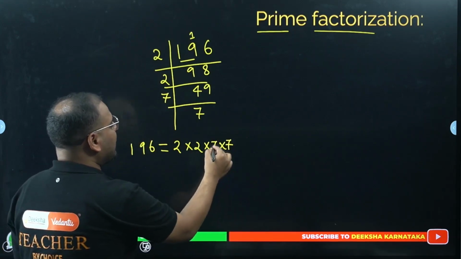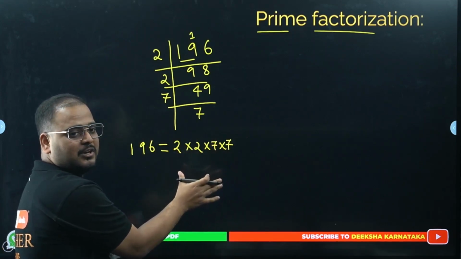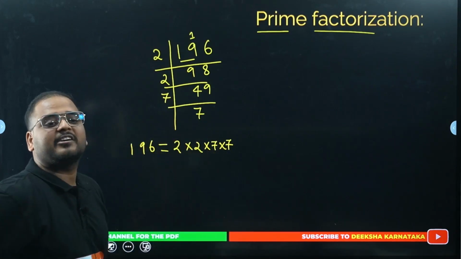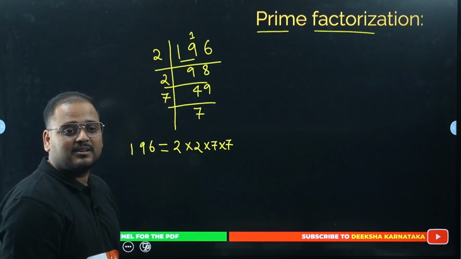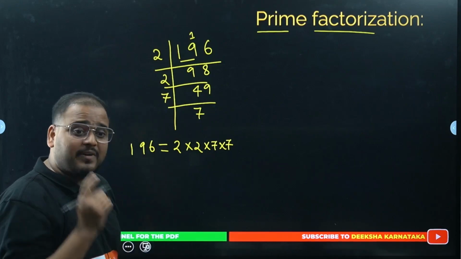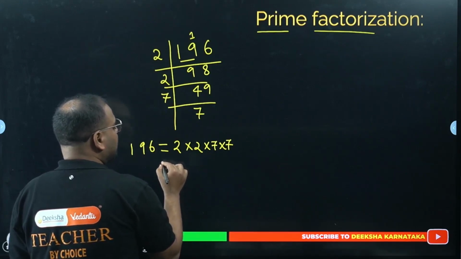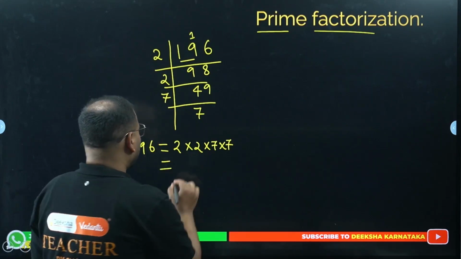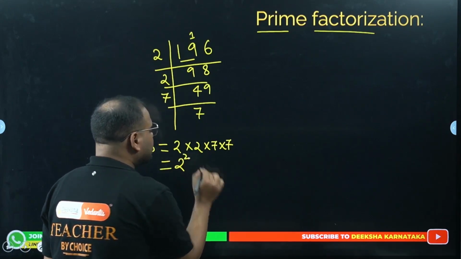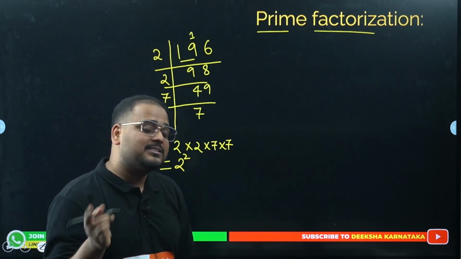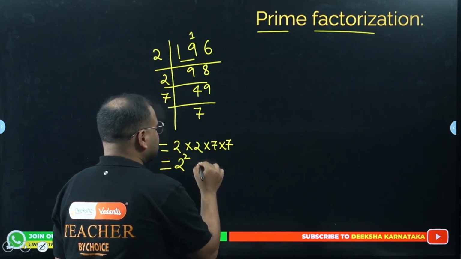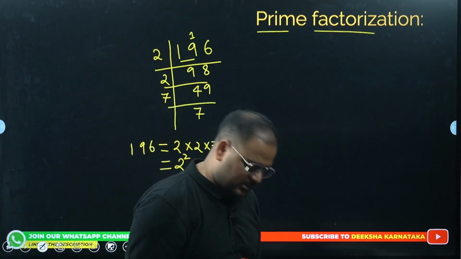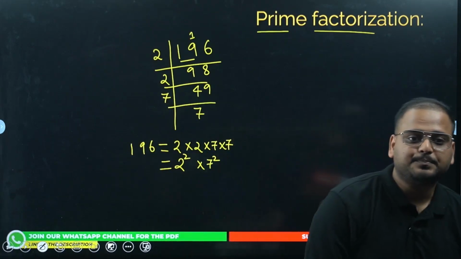So now we have the prime factors of the number 196. This is called the prime factorization of 196. There is one more way to write and simplify this. How can we do that? We have learnt indices, right? So 2 into 2 can be written as 2 squared, and 7 into 7 can be written as 7 squared. So 196 equals 2 squared times 7 squared. The first number is done. I hope this is clear.